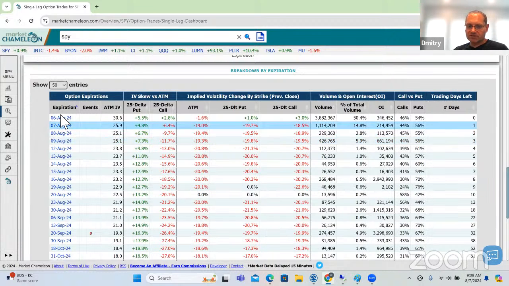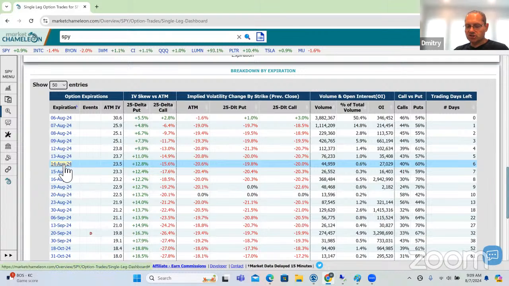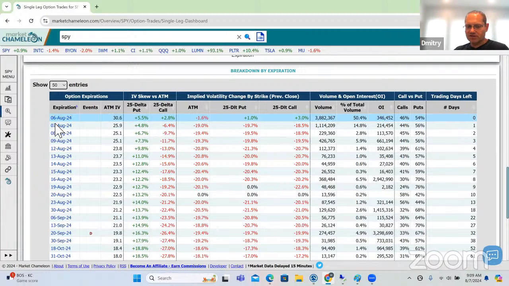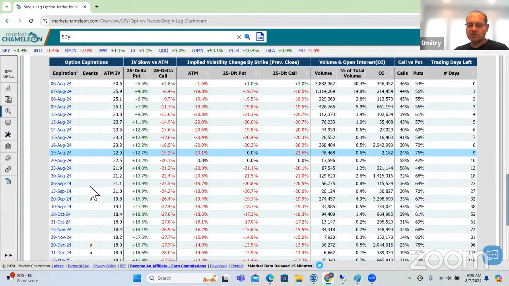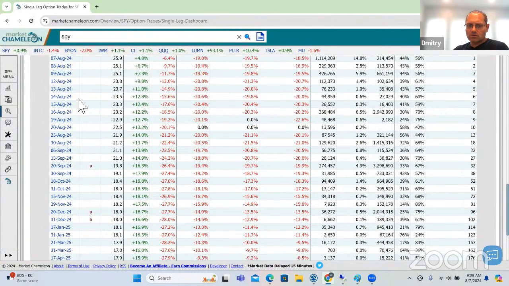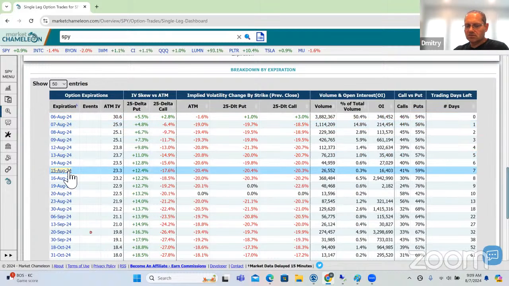To the left-hand side, these are the different expirations, the expiring dates. As you can see, right now we have them in order from the shortest dated options to the longest dated options that go all the way out to December 18, 2026. Now, for each of these expirations, we provide some summary statistics of the option activity and how the options themselves were impacted on the trading day.